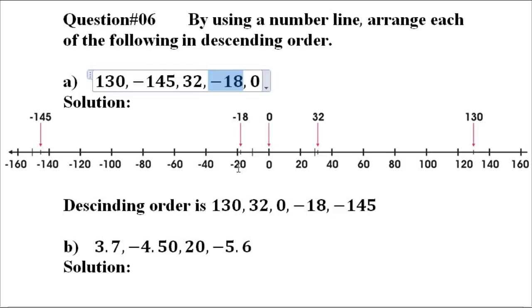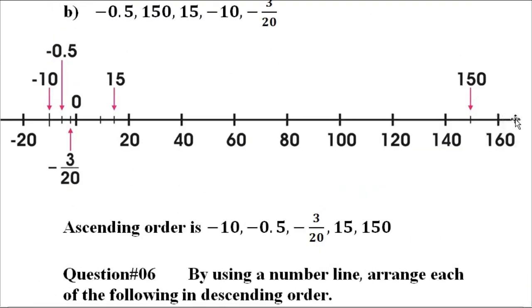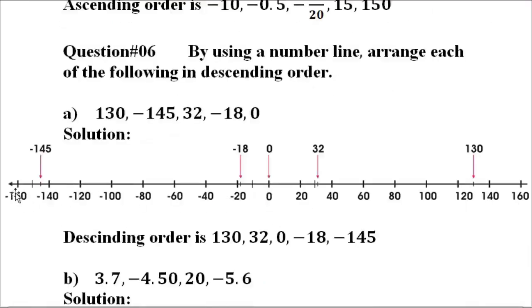The last part is 0, which is the midpoint of the number line. Therefore, the descending order is positive 130, positive 32, 0, negative 18, and negative 145. The ascending and descending order can be illustrated by the arrow symbol. An arrow symbol on the right side will illustrate the ascending order, while an arrow on the left side will illustrate the descending order.